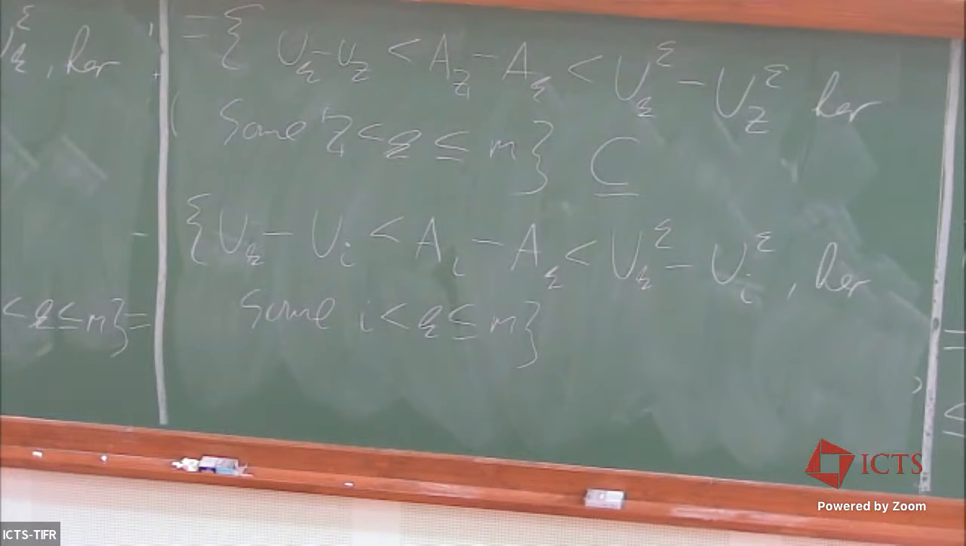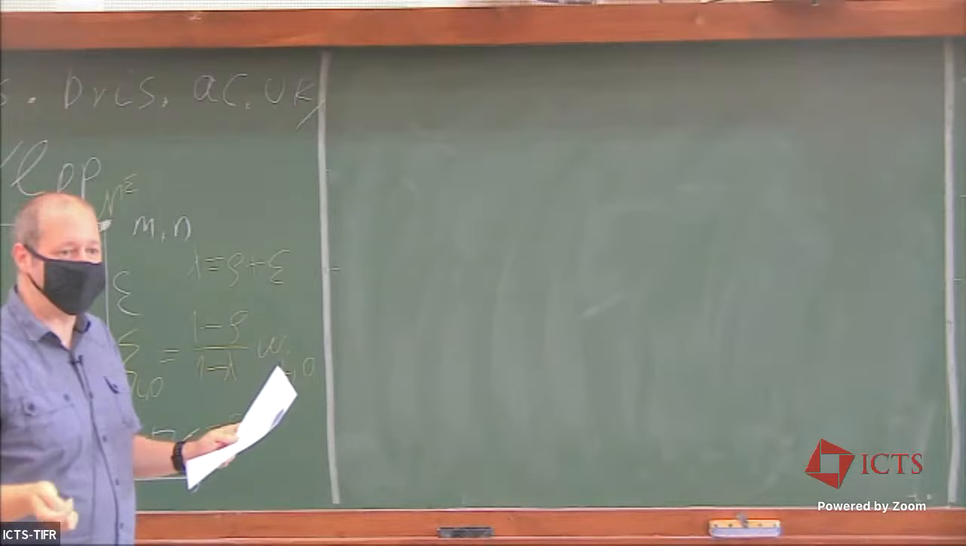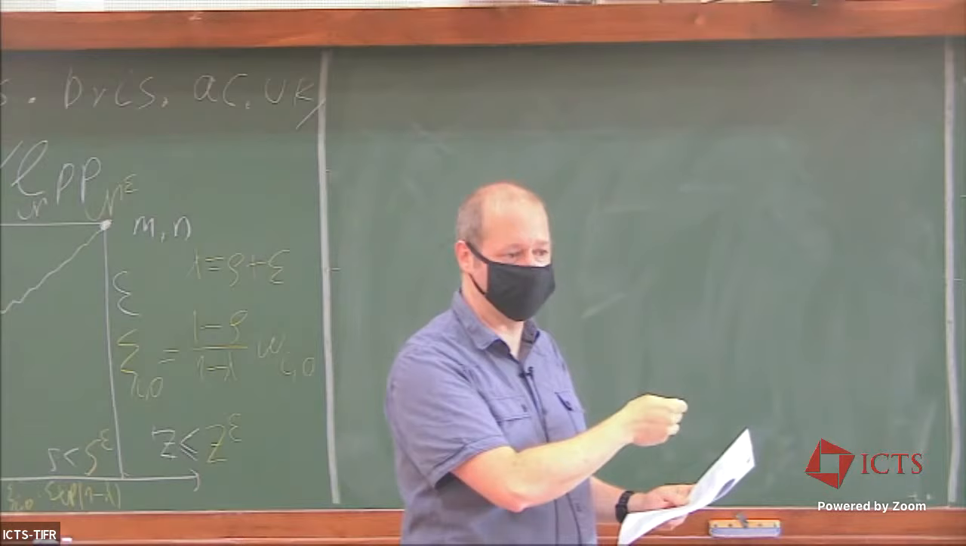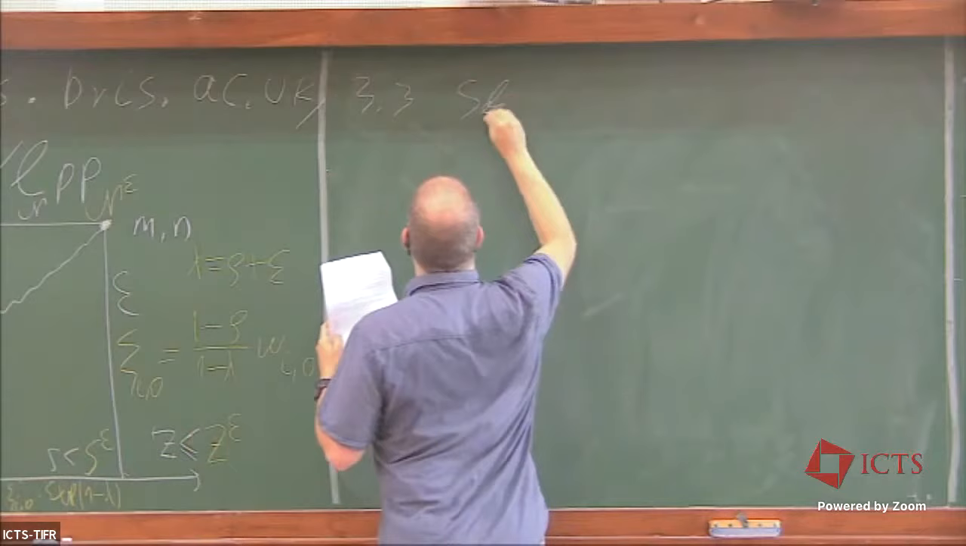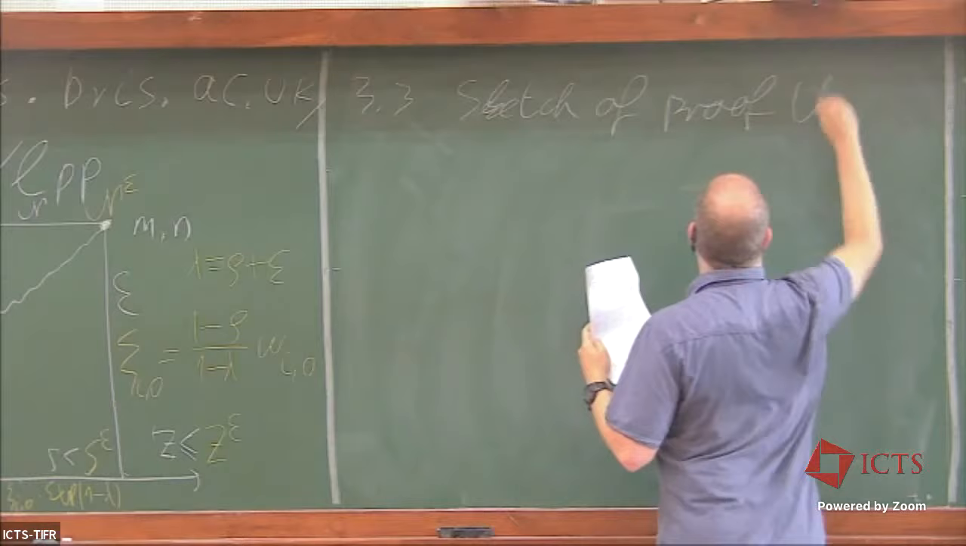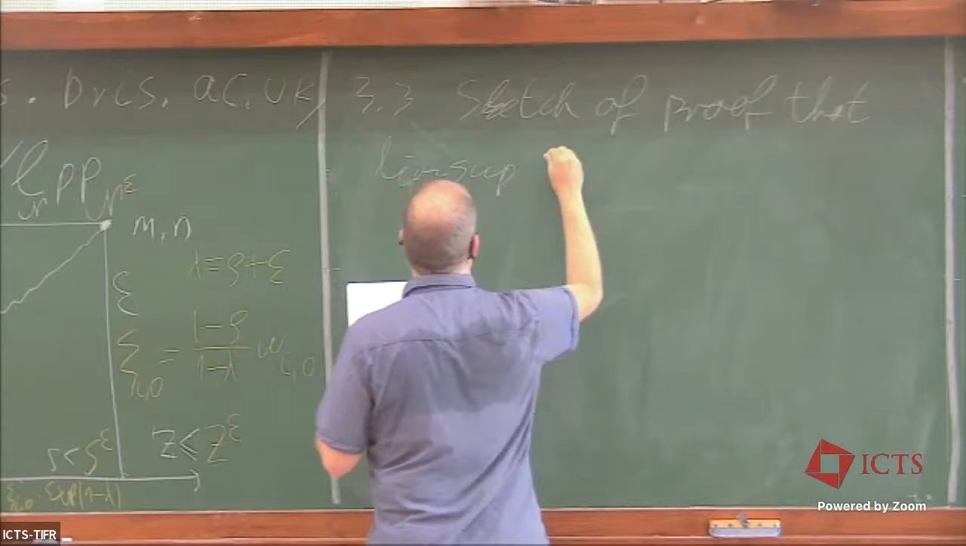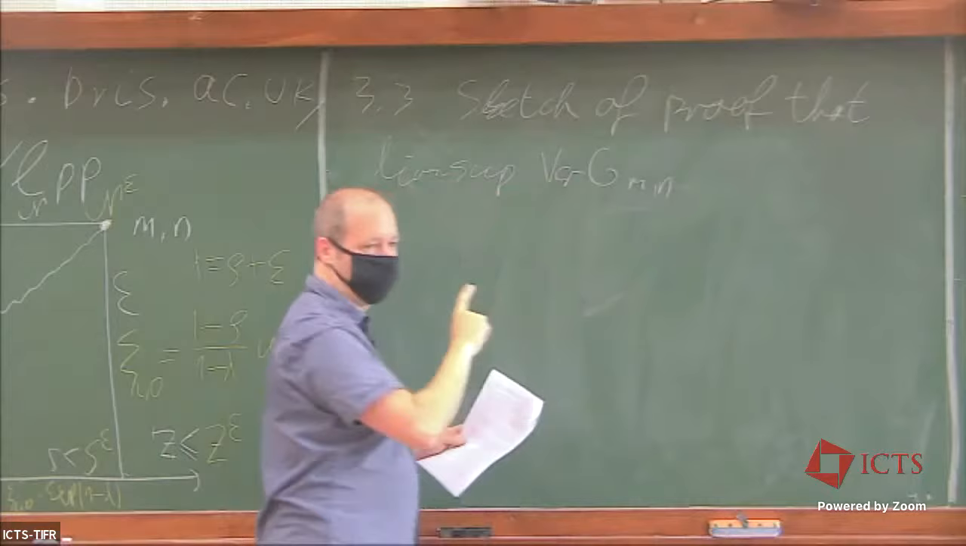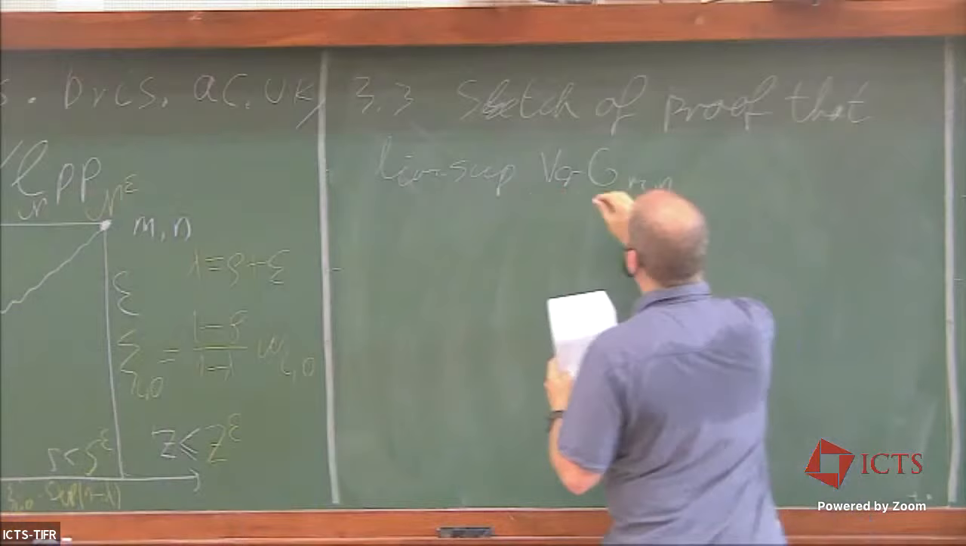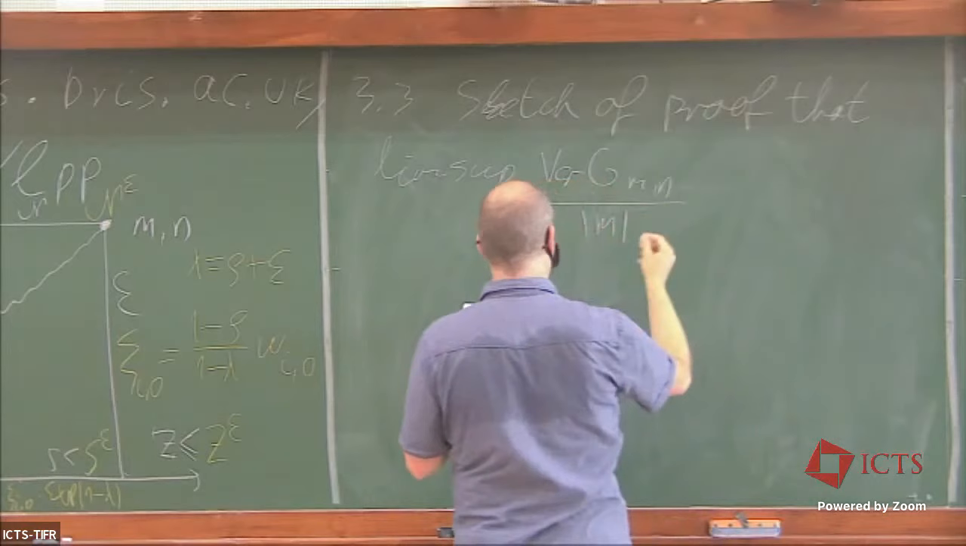Okay. So the next thing I want to do, so that's the end of mathematics for this course. From now on, it's going to be hand waving. What I'm going to do from now on is a sketch of the proof of the upper bound in the KPZ order. So what comes now, 3.3, is a sketch of the proof that the limsup of the variance of G_N in a particular direction, in the characteristic direction, over the absolute value of N to the two-thirds is bounded.